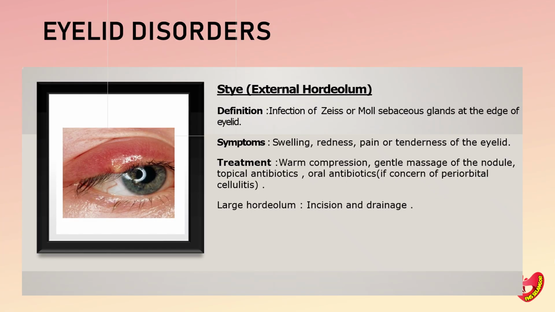Next, we move on to stye or external hordeolum. A stye is an infection of the Zeis or Moll sebaceous glands located at the edge of the eyelid. These glands are responsible for lubricating the eyelashes, but when infected, they cause localized inflammation and discomfort. The common symptoms of a stye include swelling of the eyelid, redness in the affected area, and pain or tenderness, especially when touching the eyelid.